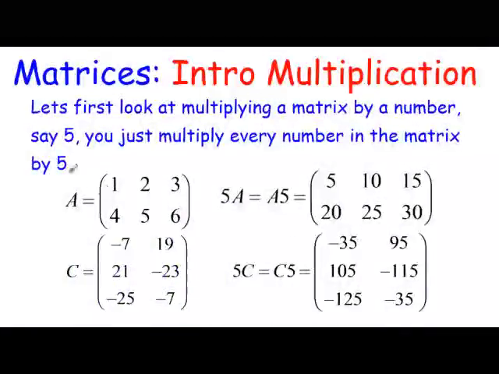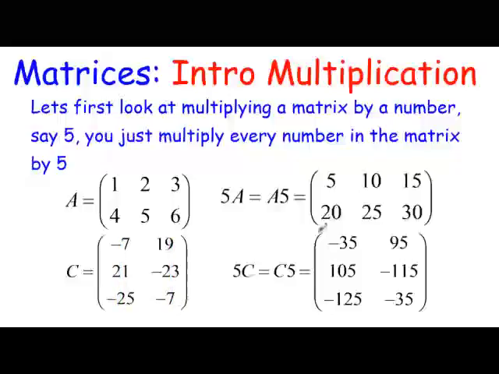Well, let's have a quick look. A is 2 rows by 3 columns. Right, so A is a 2 by 3. And let's have a look at C. C is 3 by 2. We always put the rows first and the columns second. So A is a 2 by 3, and C is a 3 by 2.